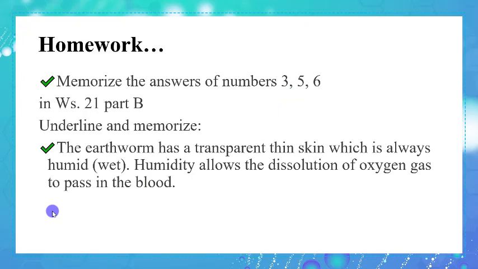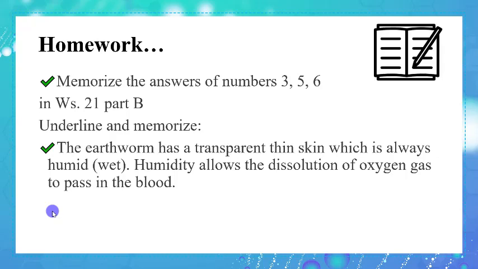Now please, as a homework, memorize the answers of numbers 3, 5, and 6 in worksheet 21 part B. Underline and memorize: the earthworm has a transparent thin skin which is always humid or wet. Humidity allows the dissolution of oxygen gas to pass in the blood.